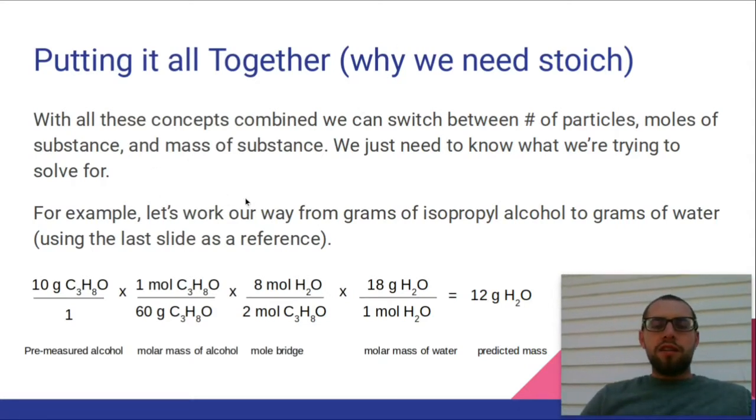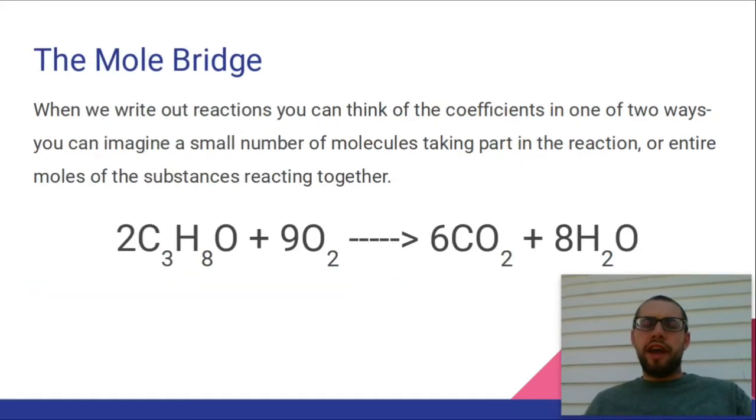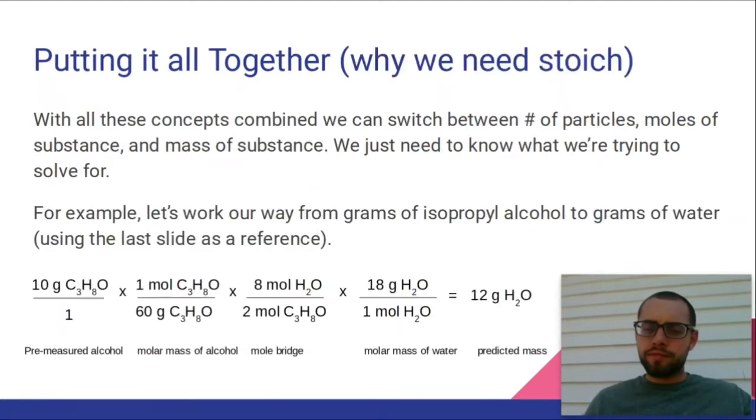So let's figure out, if we had 10 grams of rubbing alcohol, isopropyl alcohol, and I caught it on fire, how many grams of water would I make? I'm using this same reaction as my reference. I'm burning up rubbing alcohol, I'm burning isopropyl alcohol. For every 2 moles, I'm going to make 8 moles of water. That's my mole bridge, 2 to 8. 2 moles isopropyl alcohol, 8 moles water. 2 to 8. Remember that ratio, that mole bridge.